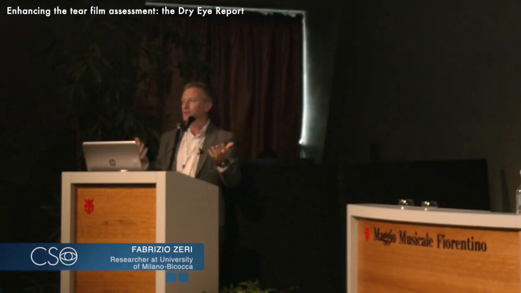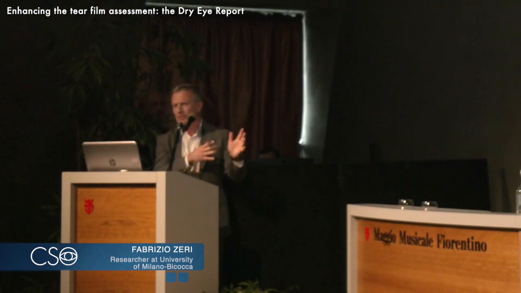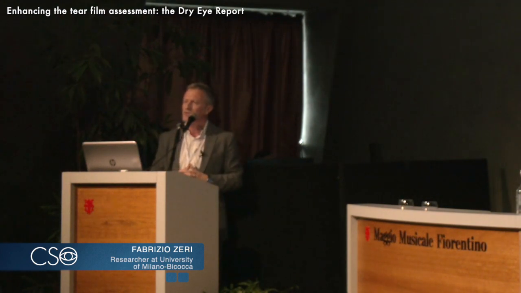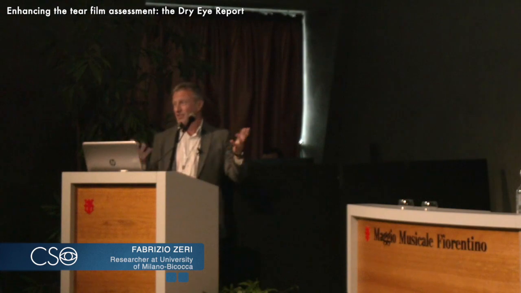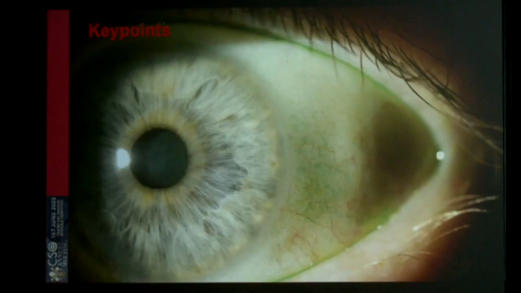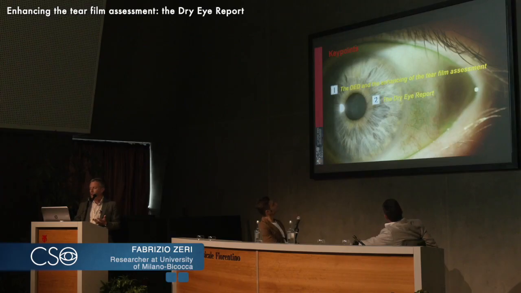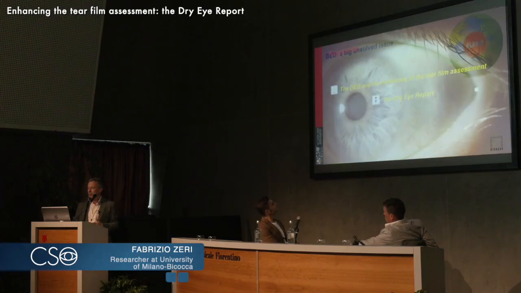I think for those that are familiar with this topic, the first talk, because I'm delivering two talks, is very basic. So sorry if it's basic, about tear film and how to detect it. Okay, key points of the first talk. That's an overview of the dry eye disease and how we can enhance the tear film assessment. And also, I'm talking about the Dry Eye Report.